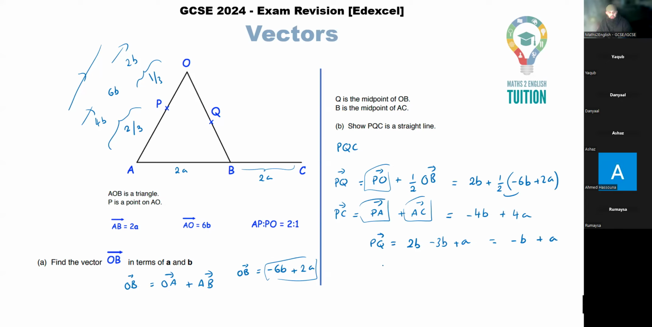And I can look at PC as well. PC is equal to minus 4B plus 4A, sorry. So I can see that PC is 4 times the amount that PQ is. They are a multiple of each other. You can see we've got the same notations, therefore they are in a straight line, and PC is 4 times the length of PQ. That's the answer.